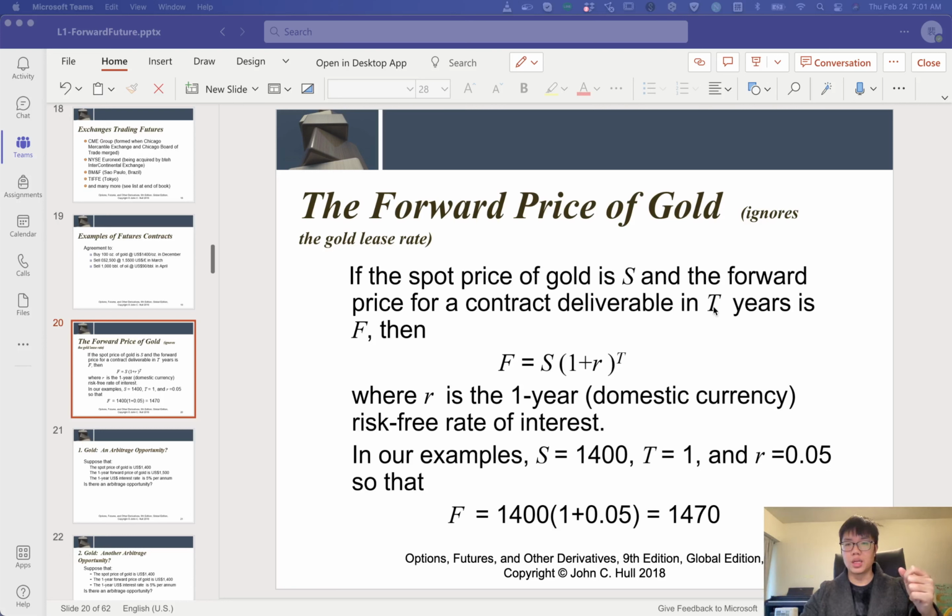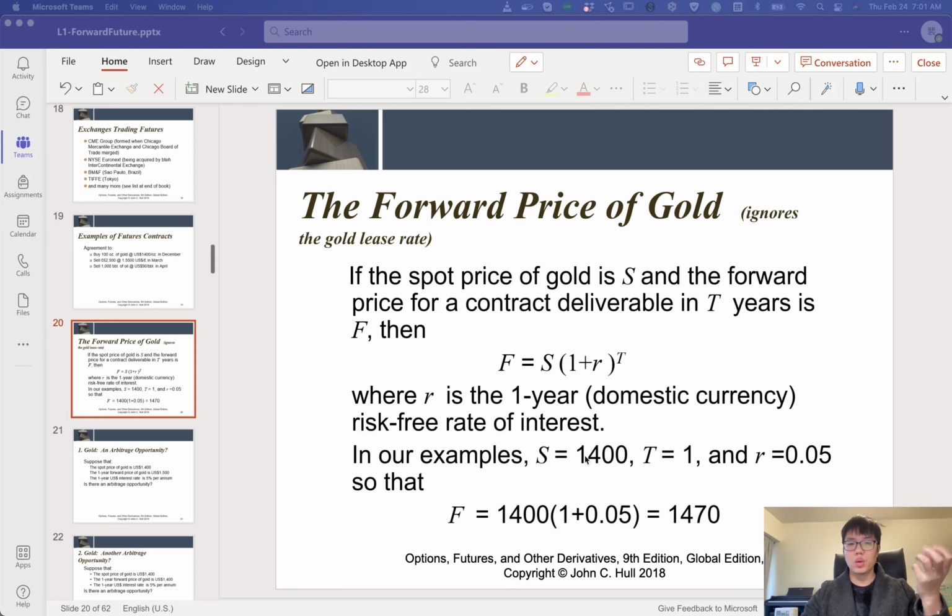So if the contract is in T years, the relation between F and S is in this formula. F will equal S times (1 plus R) to the power T. So here is a power. R is the 1 year risk-free rate of interest in the domestic currency. For example, if we are in the US, this R is the interest rate in the US at the time of signing the contract.